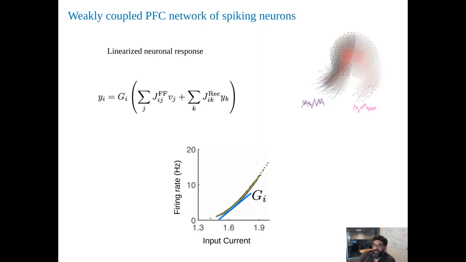So here I'm going to take what's called a linear response theory. Each neuron is formally nonlinear in terms of its transfer function, but there's going to be an operating point that the network is sitting at, and I'm going to linearize around that operating point. The result of that linearization is this gain GI. It's going to be different for each and every neuron because of heterogeneity, but we can calculate what this gain is for all of the neurons in our network.